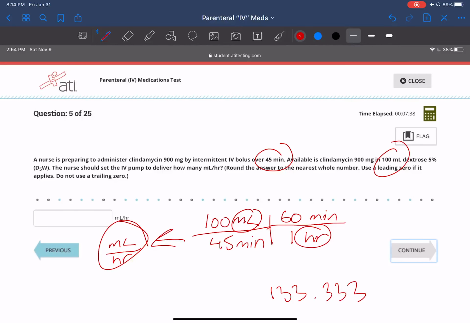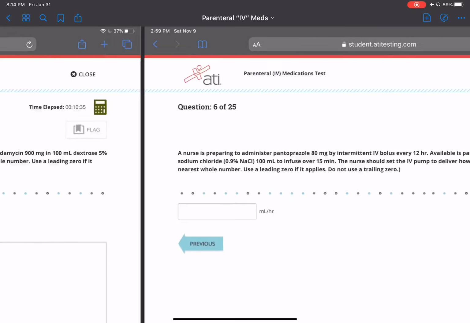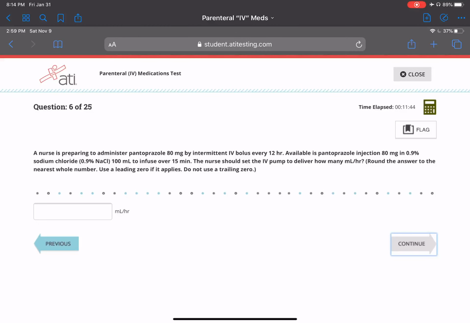So 100 times 60 divided by 45 divided by 1. And we get the same answer, which is 133.333. And it says round to the nearest whole number. And that's lower than 5, so our answer is 133. Let's make sure that's the right answer. And yes, it is. Okay, so let's go to the next question.